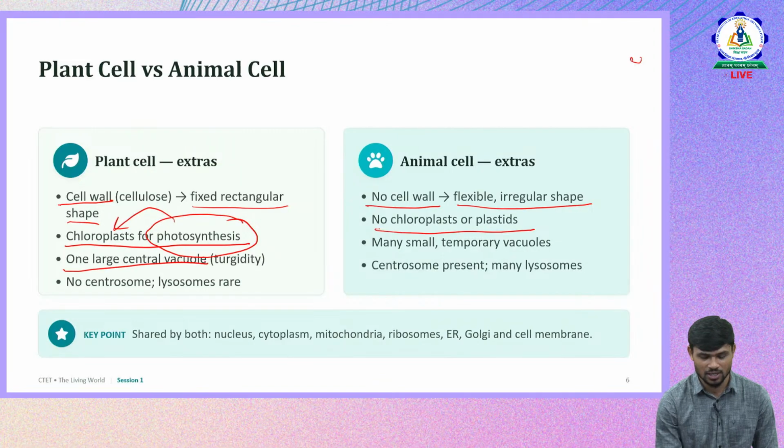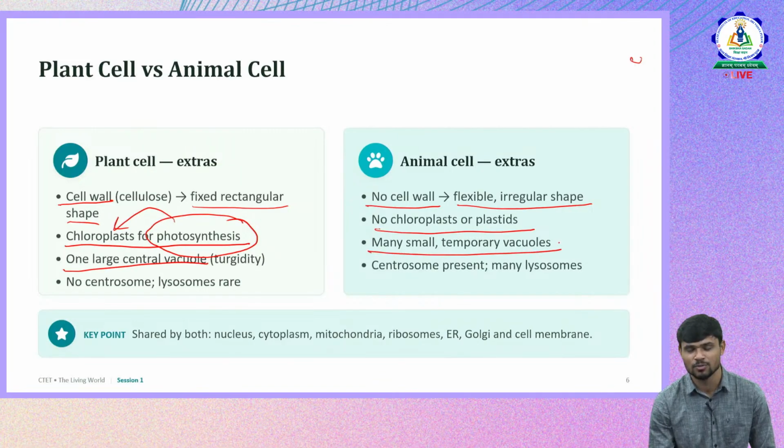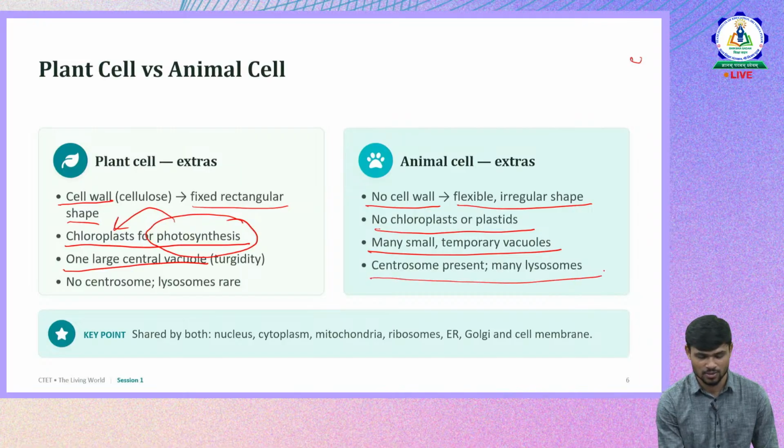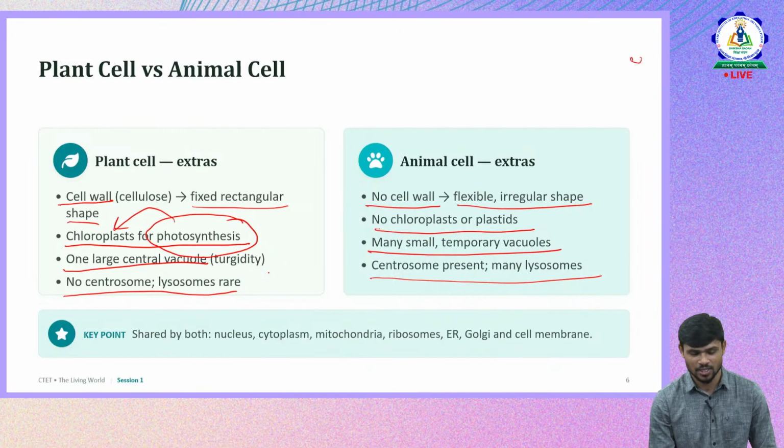Then plant cells have one large central vacuole, while animal cells have many small and temporary vacuoles. Chromosomes are present in both, and animal cells have many lysosomes. Plant cells have no centrosomes, and lysosomes are fewer. So these are the differences.